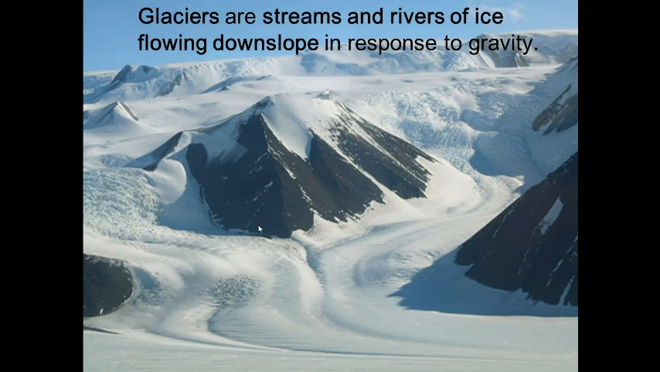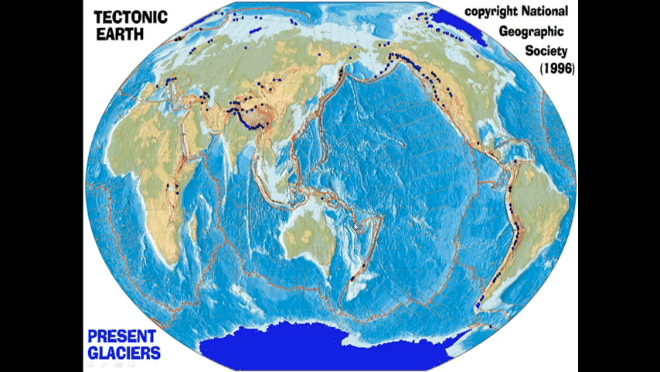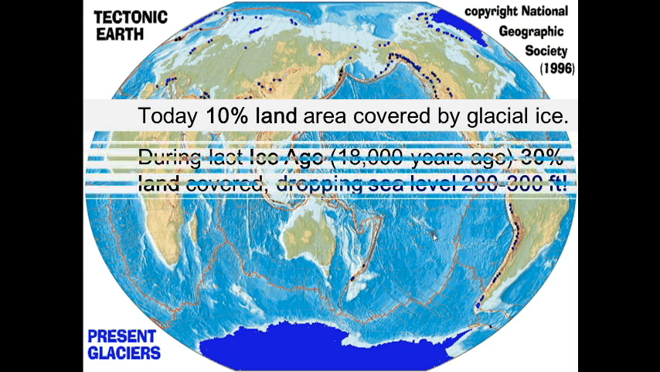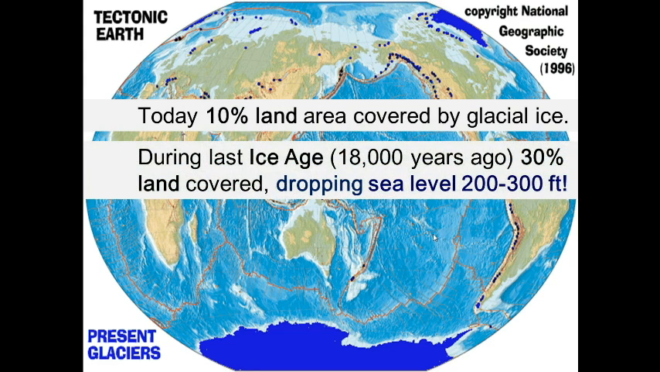So what is a glacier? A glacier is actually a stream or river of ice that flows down because of gravity. The dots on this map show where the glaciers are at present on the planet. About 10% of today's land area is covered by glacial ice. It's been more. There was 30% during the last ice age.